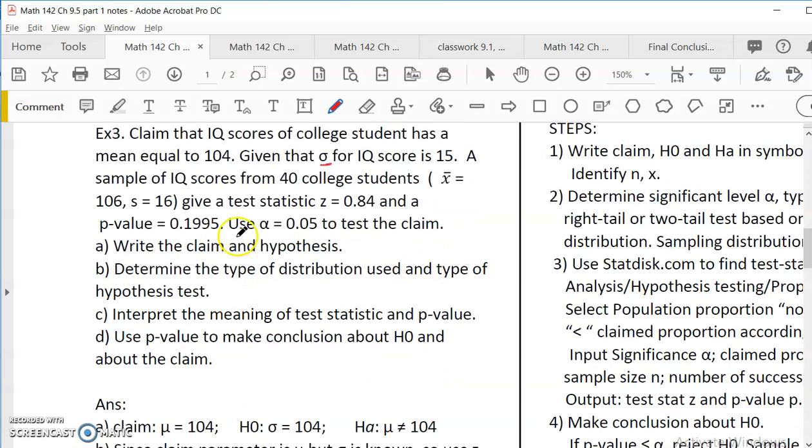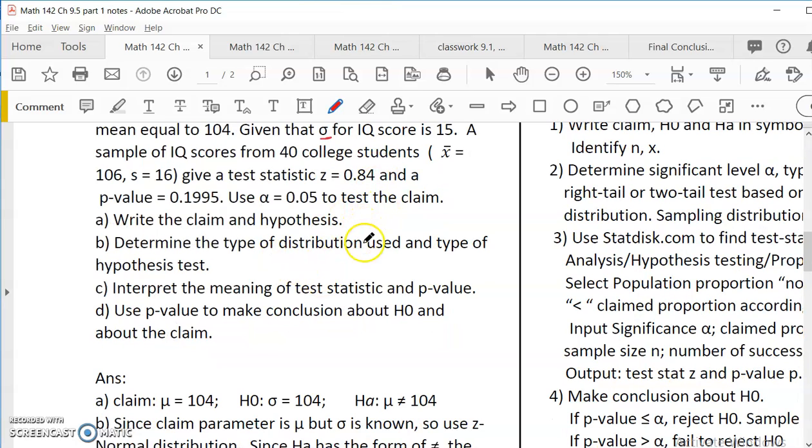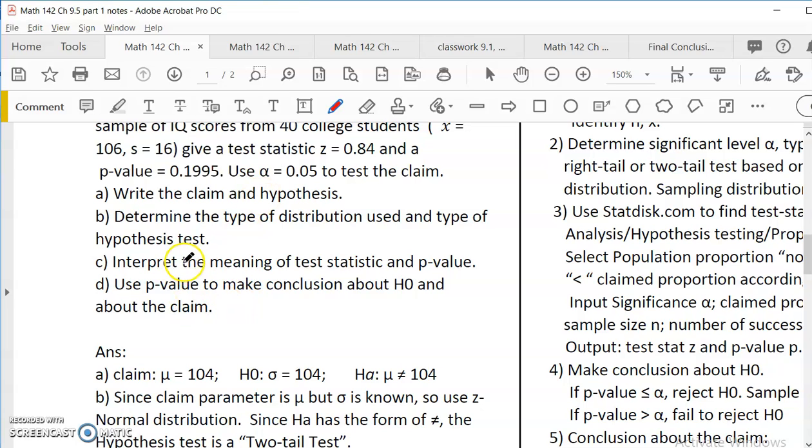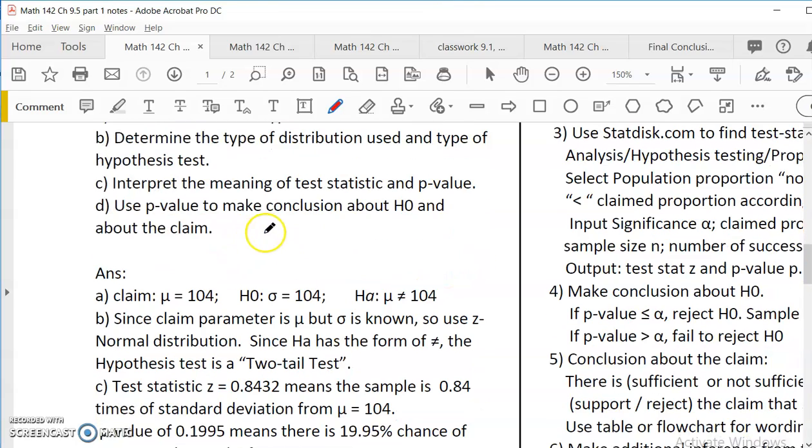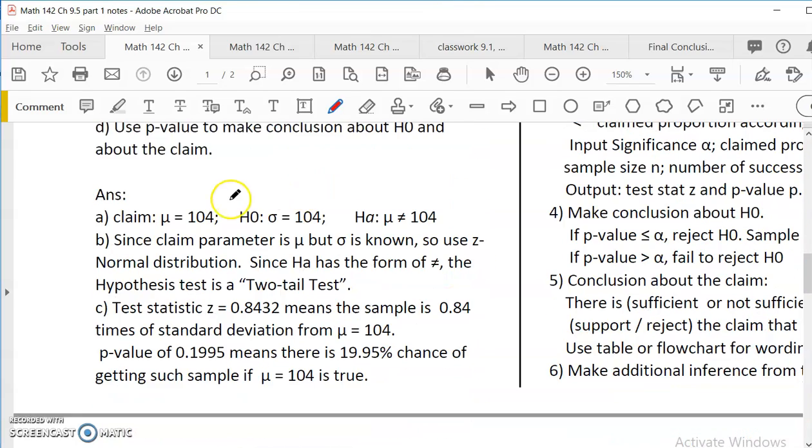So again, we do these four things: write the claim and the hypotheses. To practice, think about, if I'm testing the mean, what kind of distribution do I use, what type of hypothesis test, and also what is alpha. The next things are the meaning of the test statistic and p-value, and also making a conclusion about H0 and about the claim. So the first is about the claim.